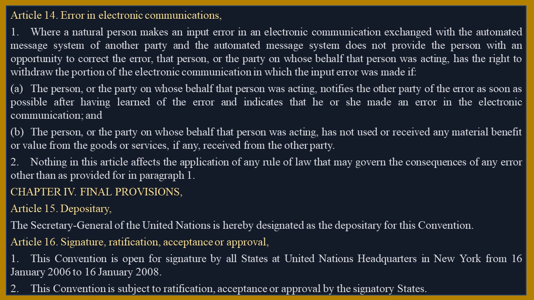the person, or the party on whose behalf that person was acting, notifies the other party of the error as soon as possible after having learned of the error and indicates that he or she made an error in the electronic communication, and b. the person, or the party on whose behalf that person was acting, has not used or received any material benefit or value from the goods or services, if any, received from the other party. 2. Nothing in this article affects the application of any rule of law that may govern the consequences of any error other than as provided for in paragraph 1.